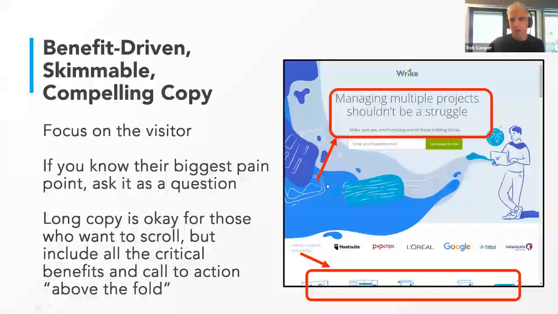So moving right along, talk about benefit-driven and skimmable compelling copy. So again, managing multiple projects shouldn't be a struggle. Clearly, the benefit is that managing multiple projects won't be a struggle with this one. And another point too, the way they have it written, similar to that, if you know somebody's biggest pain point, ask it as a question.